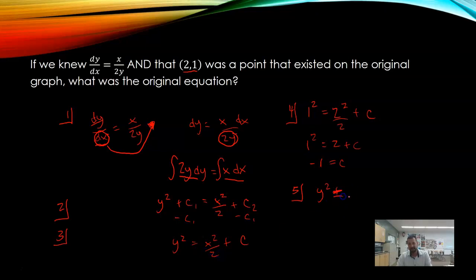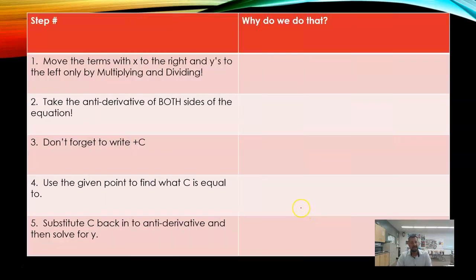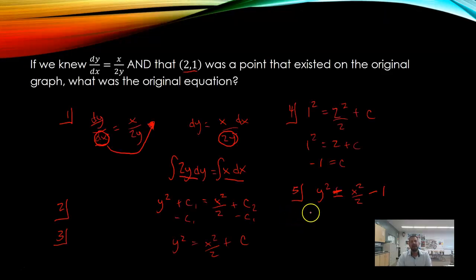So I've got y squared is equal to x squared divided by 2, and we just found out our c is -1, so I'm going to put -1 right there. Now, the other part of step 5 that it says over here is we have to solve for y. In other words, we got to get that y by itself. So it's an additional step that we have to take in these problems that are different from the initial value problems. So to get the y by itself, in this case, I take the square root.